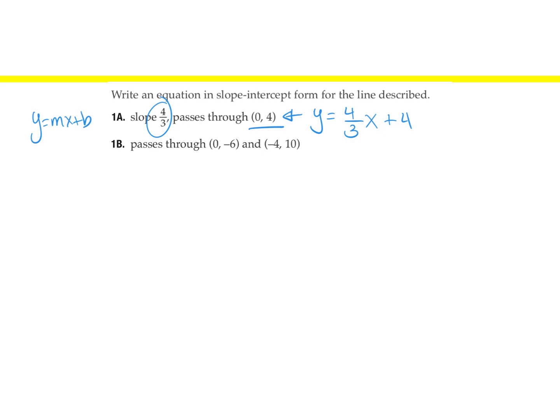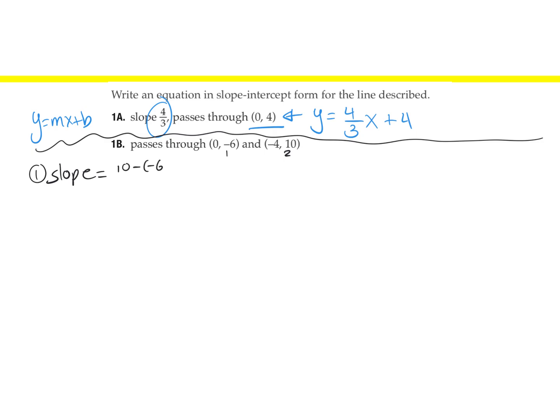Now for 1b, you have to start with finding the slope, and then you're going to go from point-slope to slope-intercept. So step 1 for 1b is to find the slope. You do that by doing, I'm going to choose this to be the 2's and these to be the 1's. So 10 minus -6, over -4 minus 0. So that's going to become 16 over -4, which is just -4 over 1, or just -4.